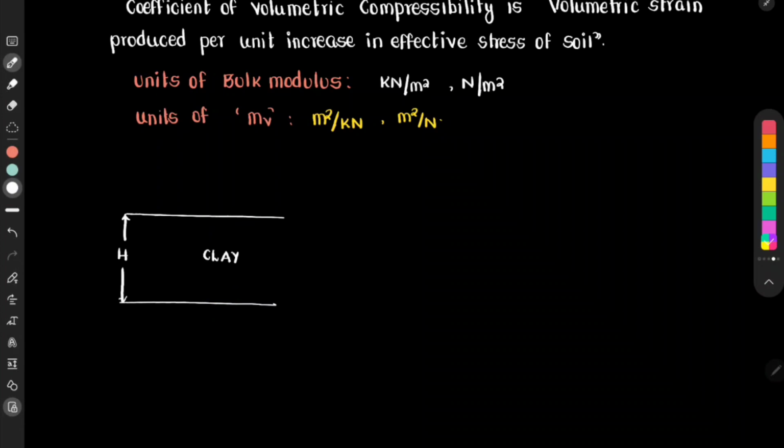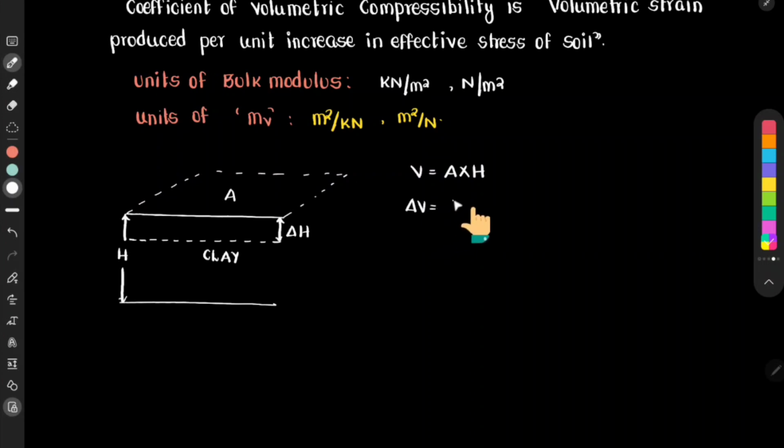Let's say this is a clay layer which is undergoing the consolidation. By the end of consolidation, what happens? This clay layer is being compressed by delta H. And this clay layer has some area A. So initially the total volume is equal to area times depth, which is A into H. Then what is the change in volume? Change in volume is A times delta H.